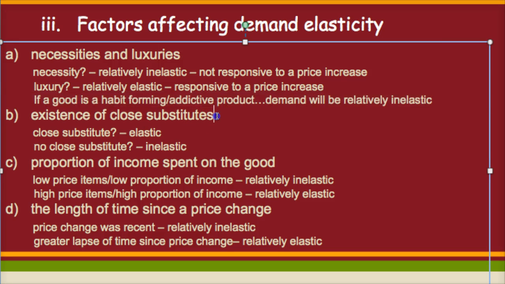The existence of close substitutes is, of course, going to affect how people respond to a price increase. Now, if there's a close substitute for the product, I can get it somewhere else cheaper, then I will buy less. Consumers will buy less. Consumers will not take the price increase.